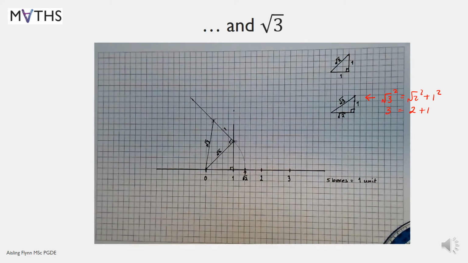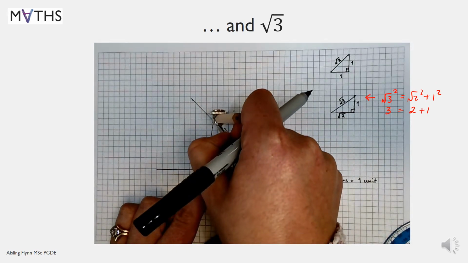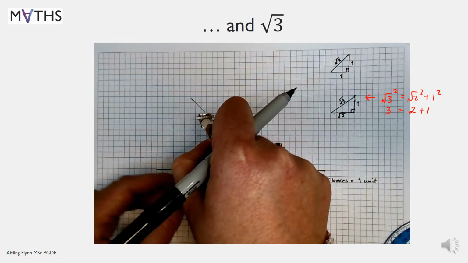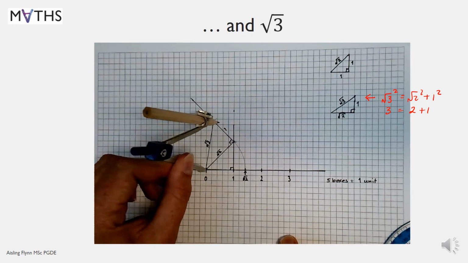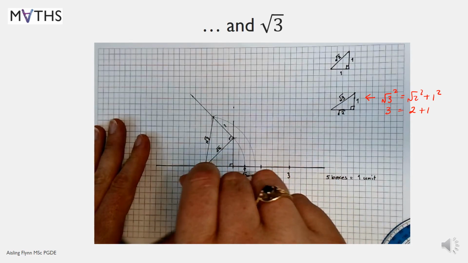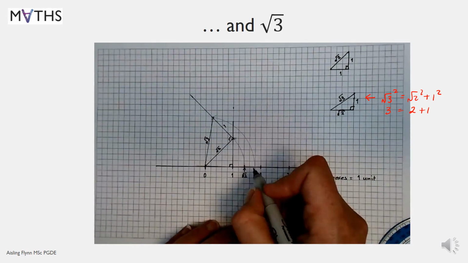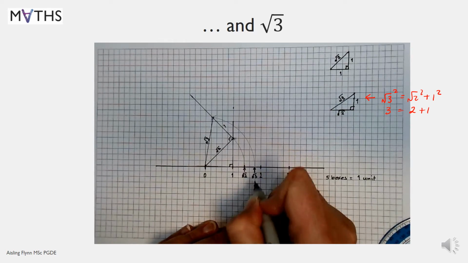So 1 unit was there, or indeed from the horizontal as well. Now strike an arc that's 1 unit along the arm of the angle. That's 1, and complete the right angle triangle, and that will give you a hypotenuse of root 3.